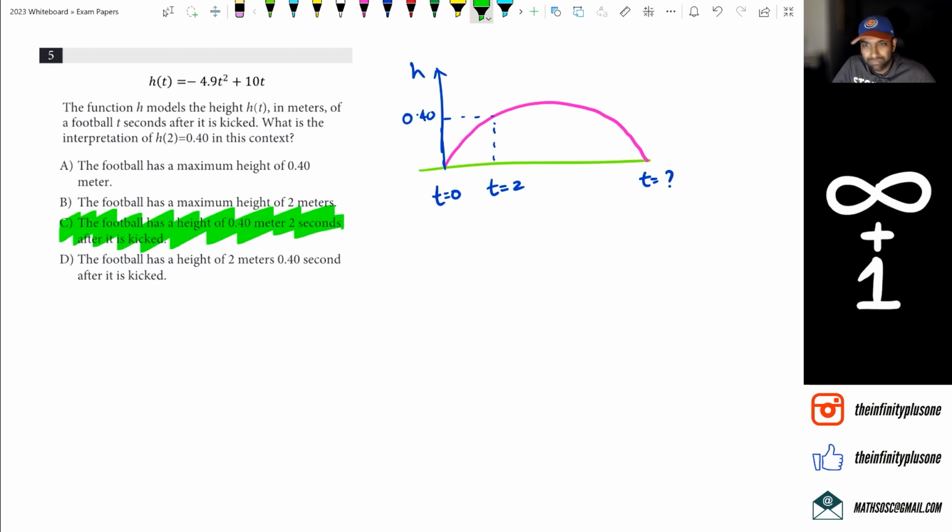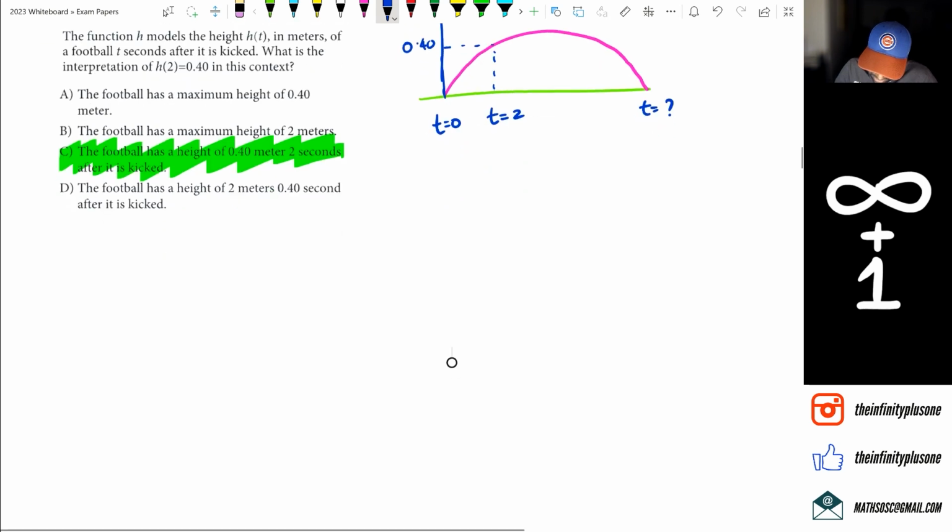40 centimeters. That's not really very high for a football. Like, 40 centimeters. Now I'm digressing. Let's go back to question 6.